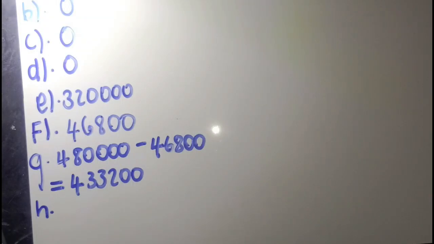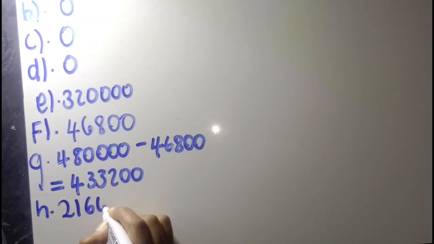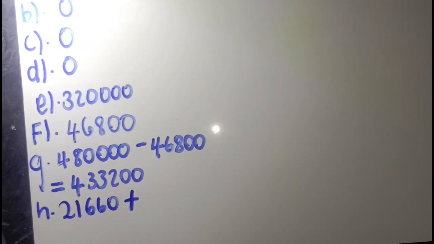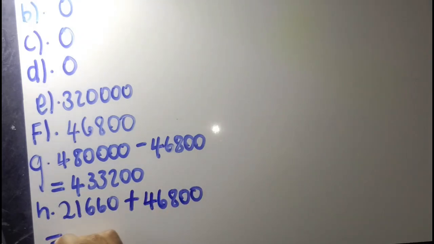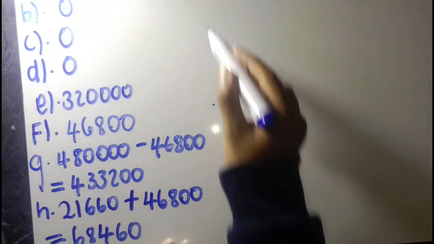So you're going to say they gave you this amount, 21,660, plus accumulated depreciation, which is F, 46,800, and that should give you 21,660 plus 46,800. That gives you 68,460. Right.